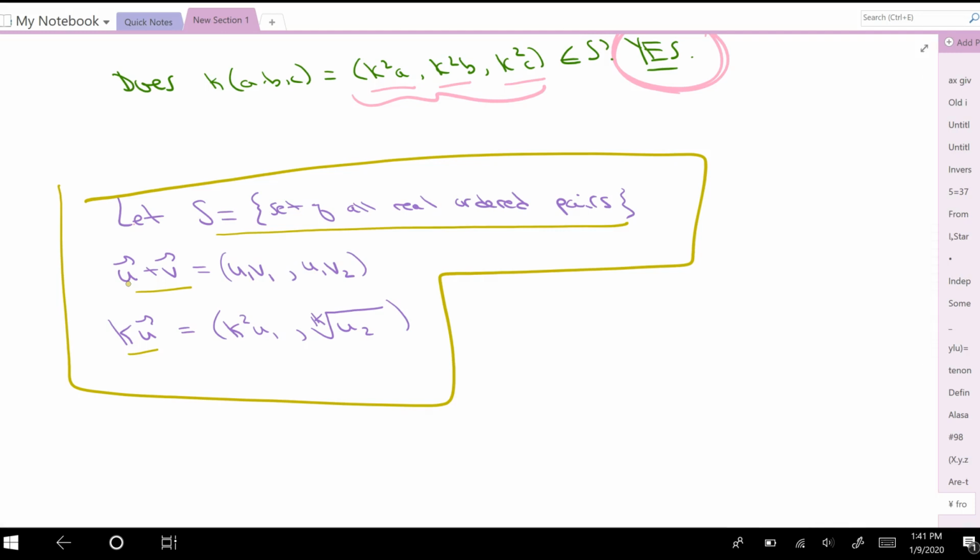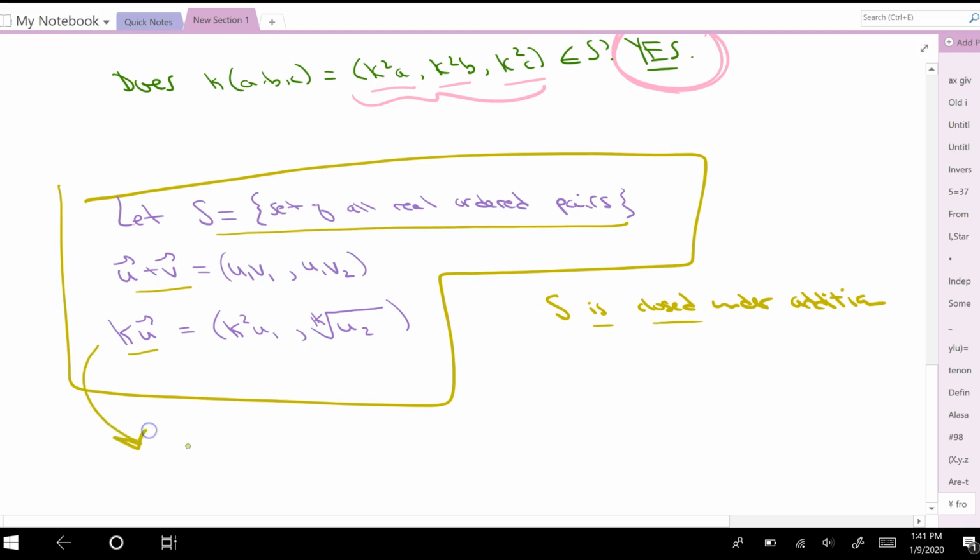Okay, here is the answer. In the case of addition, if U and V are ordered pairs, right? U1, V1 is going to be real, as will U1, V2. So S is closed under addition. Okay, there is no way that you can multiply two real numbers and not get a real number. So S is closed under addition. In this case, though, if you look at how scalar multiplication is defined, this is not closed. This set S is not closed under scalar multiplication because it is possible.